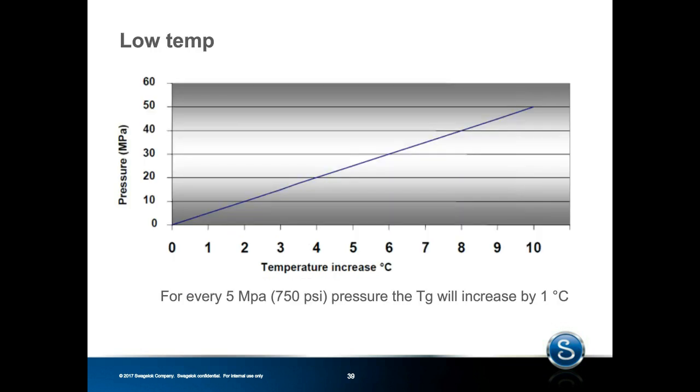Another thing that's not very well understood is low temperature performance of elastomer materials. It's not well understood that the system pressure affects the low temperature capability of your seal material. As a general rule of thumb, for every 750 psi in pressure, the Tg will increase by 1 degree C. So let's talk about glass transition temperature for a second. This might not be a term that you're familiar with.